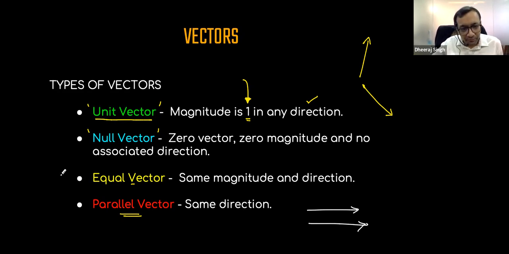Now, these last two things are not as important. These are the obvious things, but defining unit vector and null vector is important.